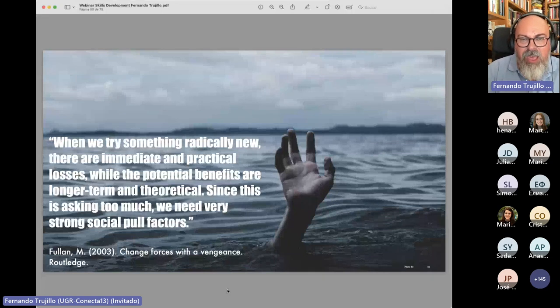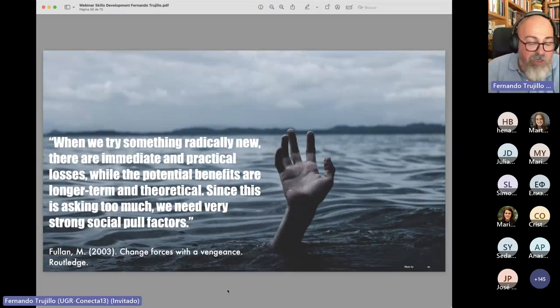But the real problem is that we have constraints, we have limits, and we also have problems. And as Michael Fullan writes, when we try something radically new, there are immediate and practical losses, while the potential benefits are longer term and theoretical. So asking anyone to change is asking too much.